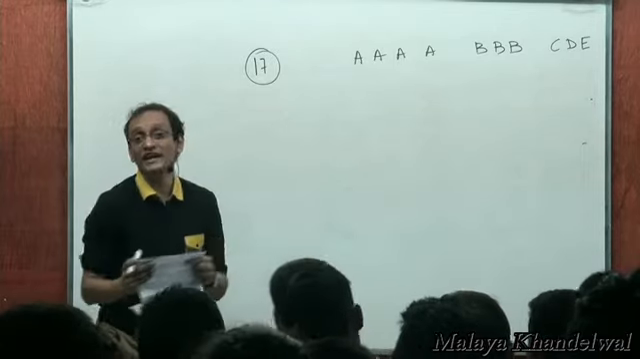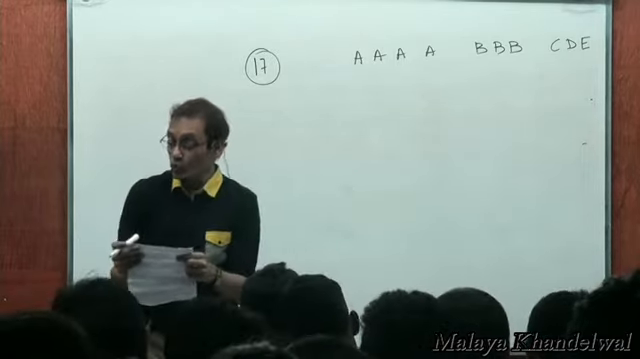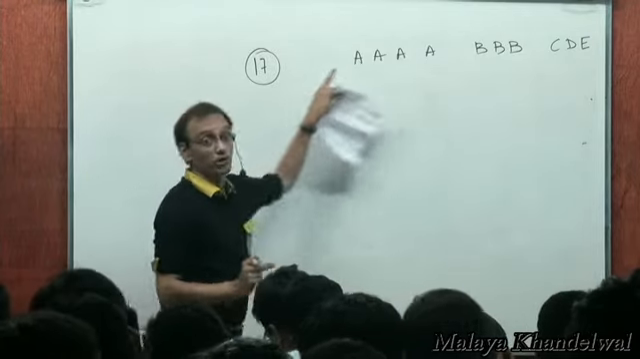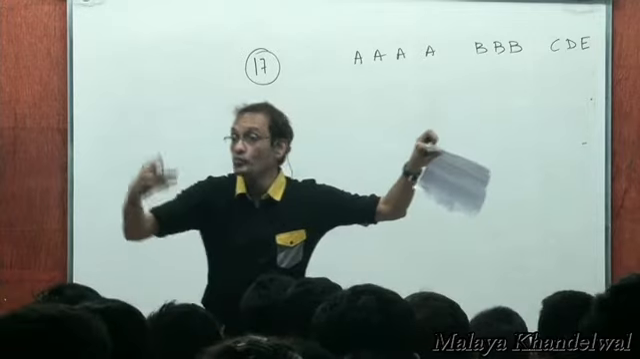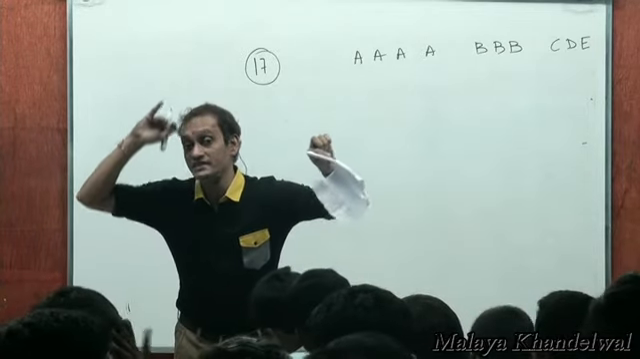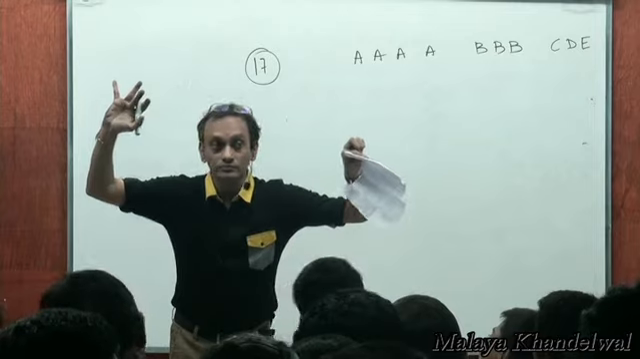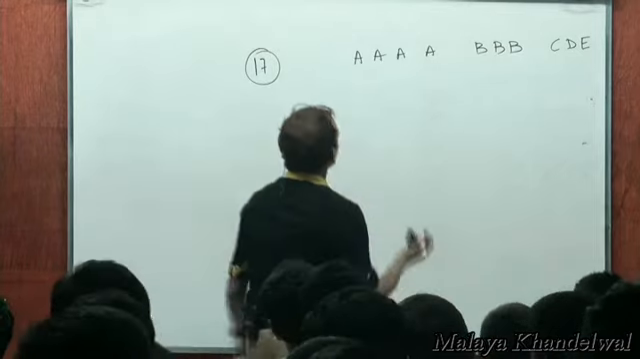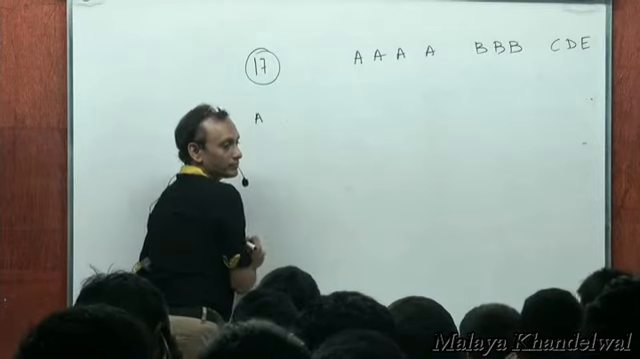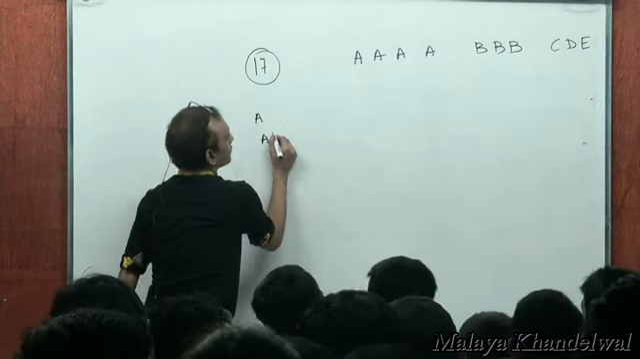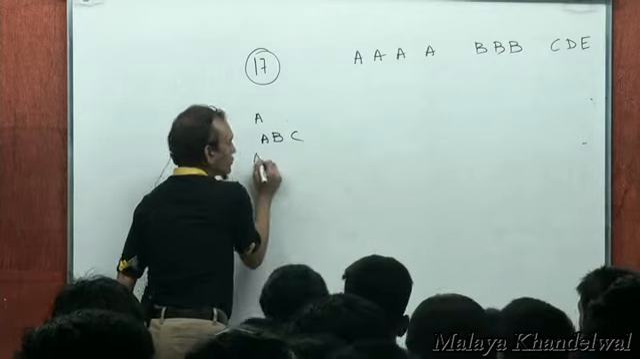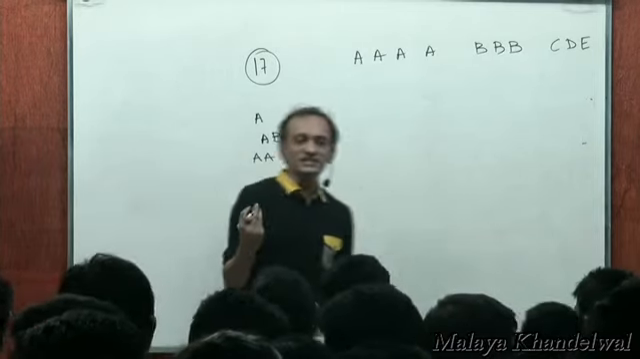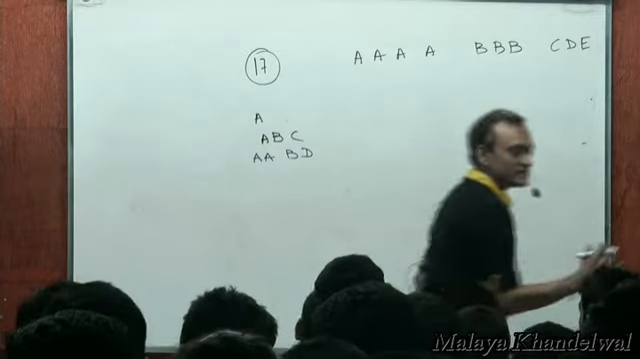Find the number of ways in which one or more letters can be selected from this. We want to find the number of ways in which one or more letters could be selected from this set. For example, I could select A, or I could select ABC, or I could select AA, BD. Find the number of ways in which one or more letters could be selected from this set.